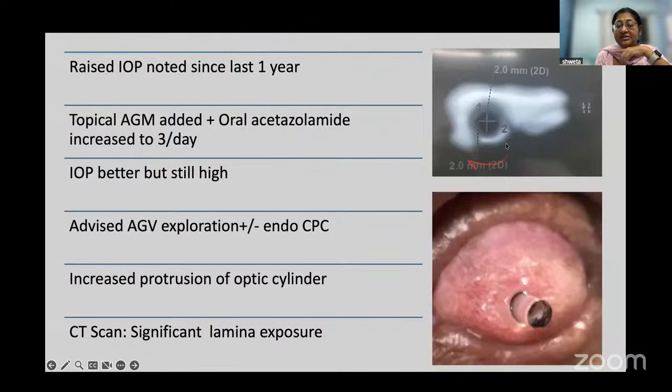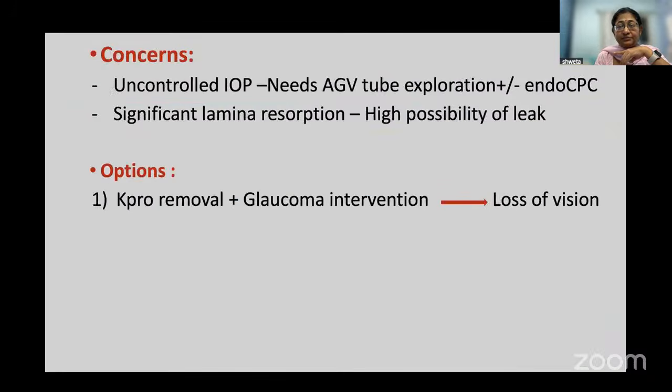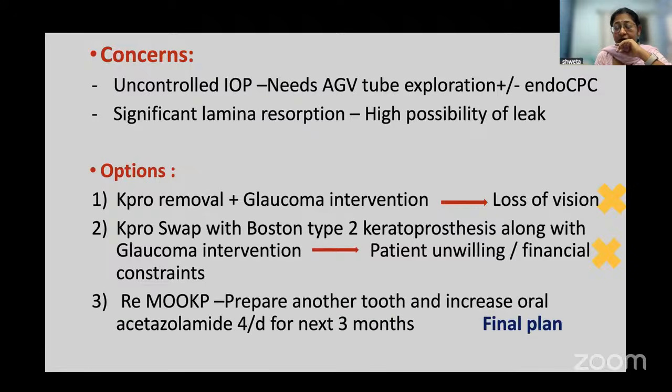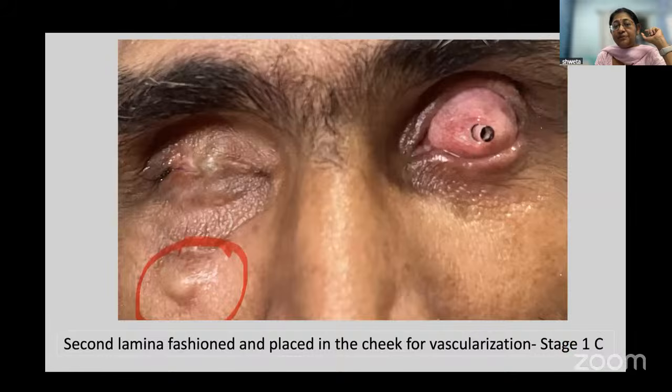So which is why we spoke to our glaucoma specialist and decided to wait for 3 months, step up the oral acetazolamide, and plan for his second tooth so that we don't have to keep him without vision for a few months. So this is what we did. We started preparing for his tooth. We underwent one more stage 1C and prepared the other tooth, kept it in the cheek for vascularization.